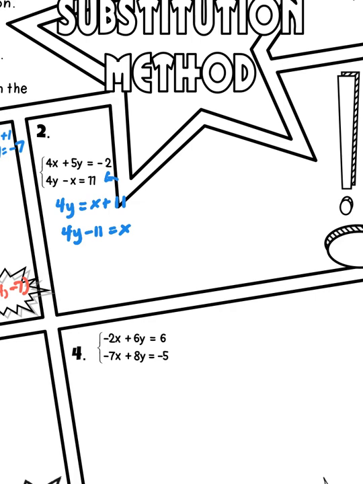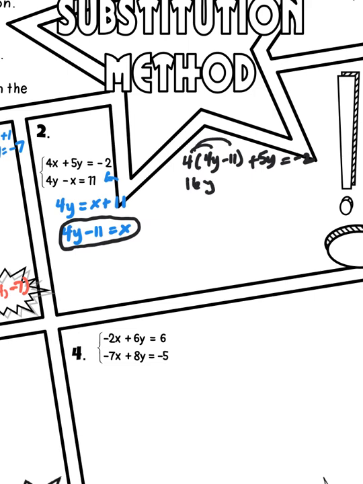Now I'm going to use that to substitute into my other equation. So I have 4 times 4y minus 11 plus 5y equals negative 2. And that's what I substituted: x equals 4y minus 11. So I'm going to apply the distributive property. 4 times 4y gives you 16y. 4 times negative 11 gives you negative 44. Plus 5y equals negative 2.